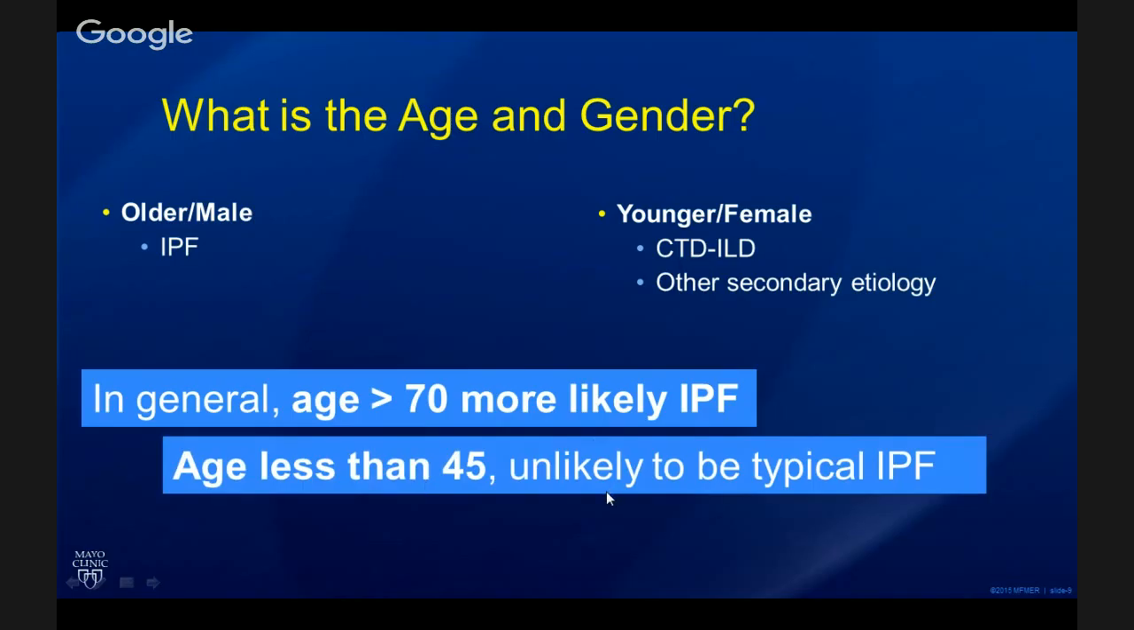For general age, particularly if you're older than 70, whether you're male or female, the chances of you having IPF are slightly higher, or definitely higher. And then if you're less than 45, as I mentioned, it's unlikely to be a typical form of IPF. And although we may not find it on initial evaluation, particularly if you're young and female, there's often a secondary etiology.